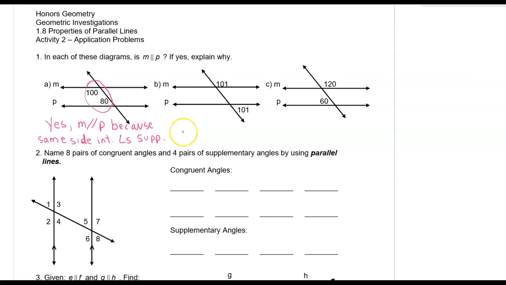Part B. I have same side exterior angles. 101 plus 101, though, is not 180. So they are not supplementary. Therefore, the lines are not parallel.